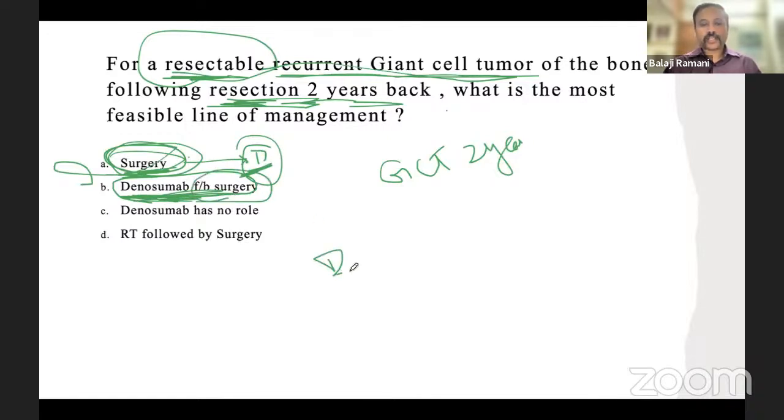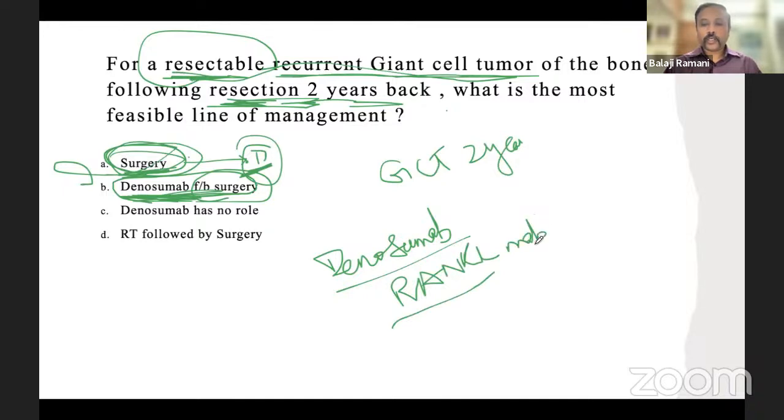Denosumab as a question has come many times. Denosumab is a favorite with the examiners. Multiple times the questions have come again and again. So denosumab is a monoclonal antibody against the RANK ligand. So the anti-RANK ligand monoclonal antibody is going to be your denosumab. This denosumab is something which is going to be used in your unresectable GCT. For GCT which is unresectable, the primary management is going to be denosumab.